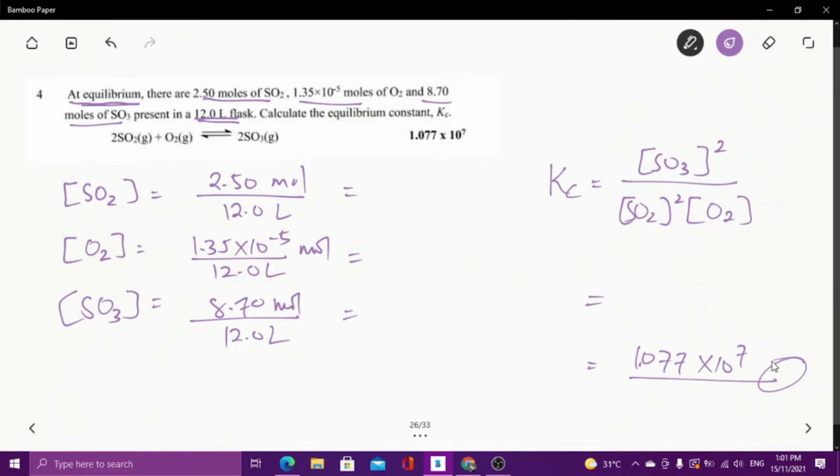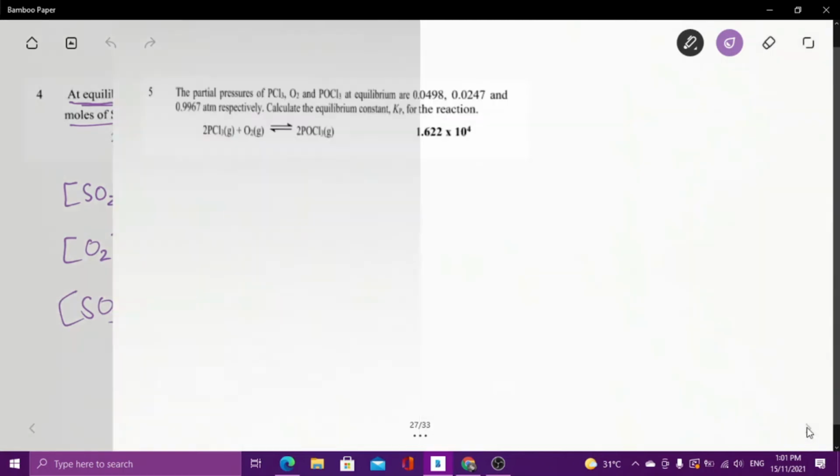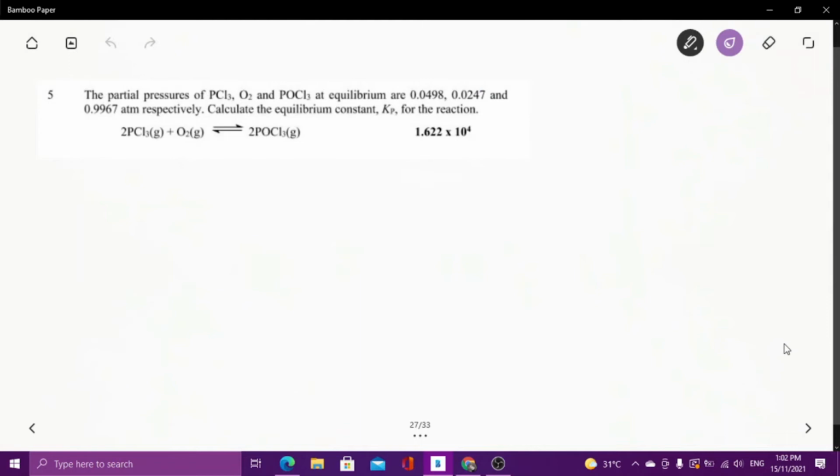Okay, so that's question number 4. What about the next question? Question number 5. Okay, so kali ni sama sahaja, it's about repetition, tapi kali ni it gives you in terms of partial pressures. Okay, so tekanan dia bagi. So the partial pressures of PCl3, O2 and POCl3 at equilibrium. So dia dah bagi the pressure at equilibrium sudah. So no need to think about nak kira partial pressure apa semua, dia dah bagi step-step kat sini.